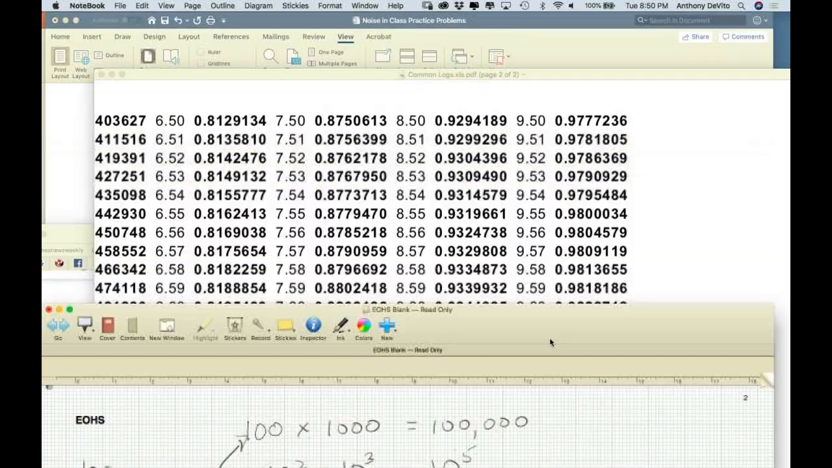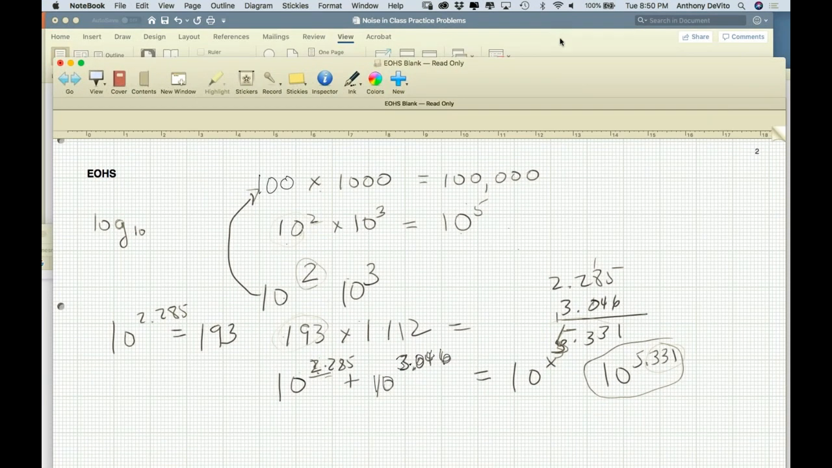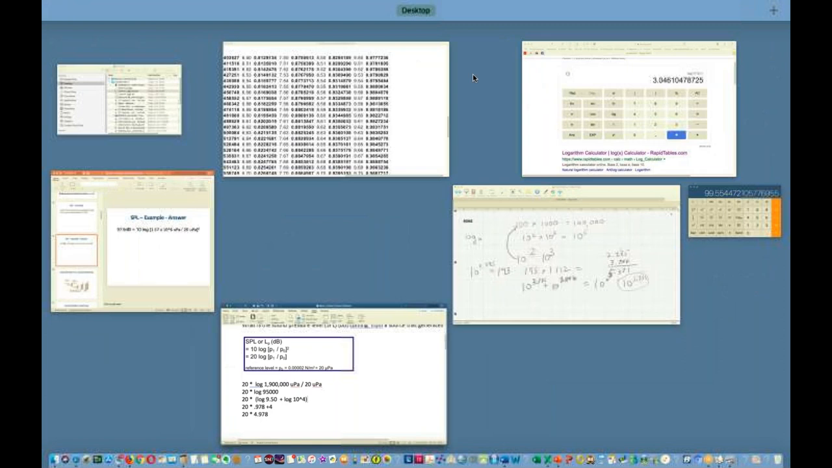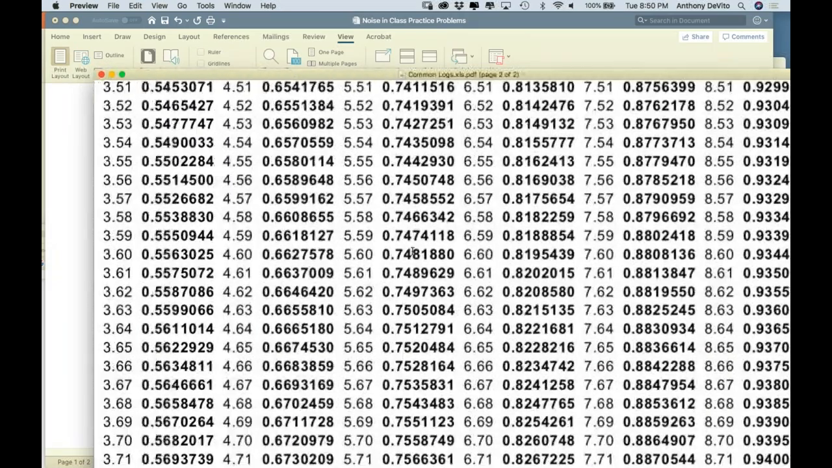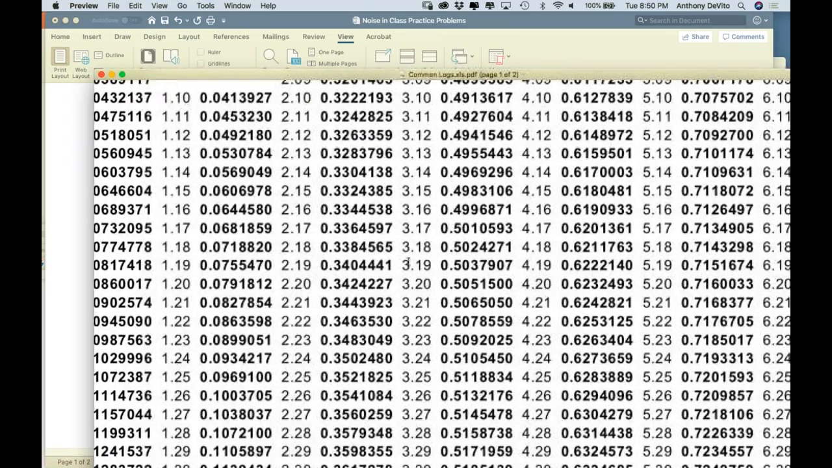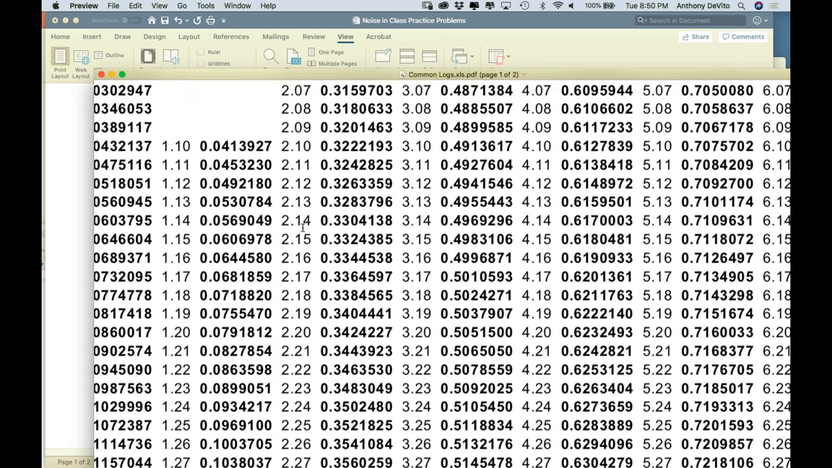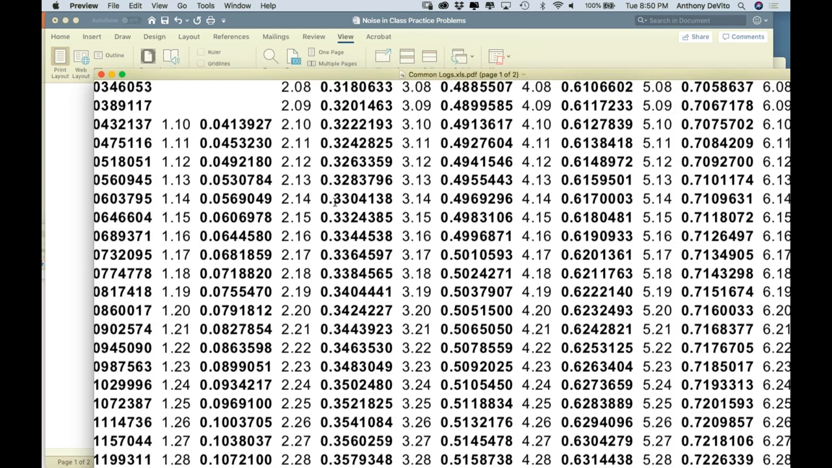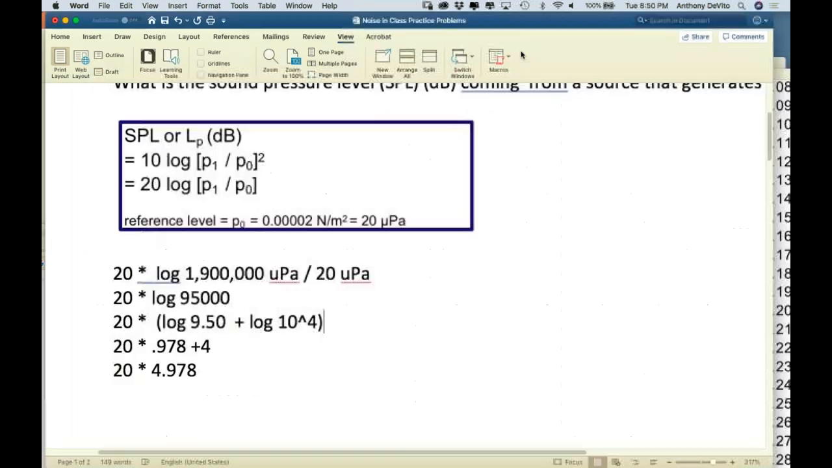What did I say once again? 331. Okay, so let's find 331. 331 looks like 2.14. So now my answer is going to be 2.14 times 10 to the 5th power, or in other words, 214,000. A lot of times when you use logarithms, you wind up rounding and losing digits.